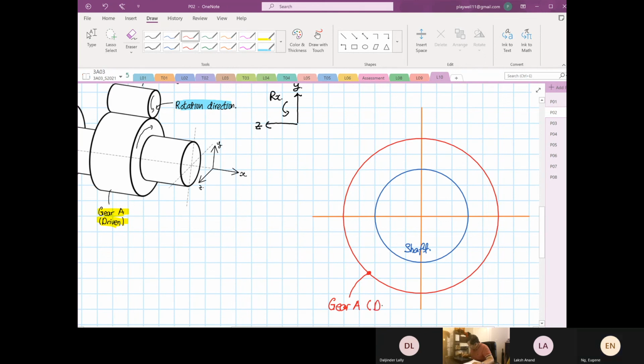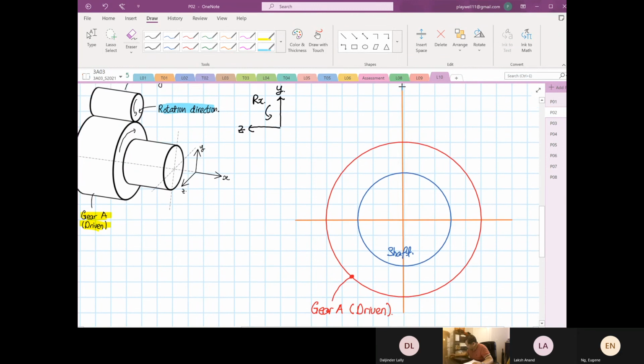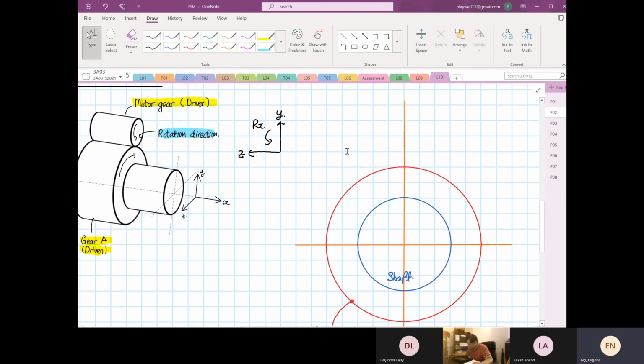This is the driven. And we are aware that it meshes together with another gear. So this gear that I'm going to draw now is the driver gear, or motor gear. So this is your motor gear. The motor gear is a gear that's attached to a motor. So this is known as the driver.